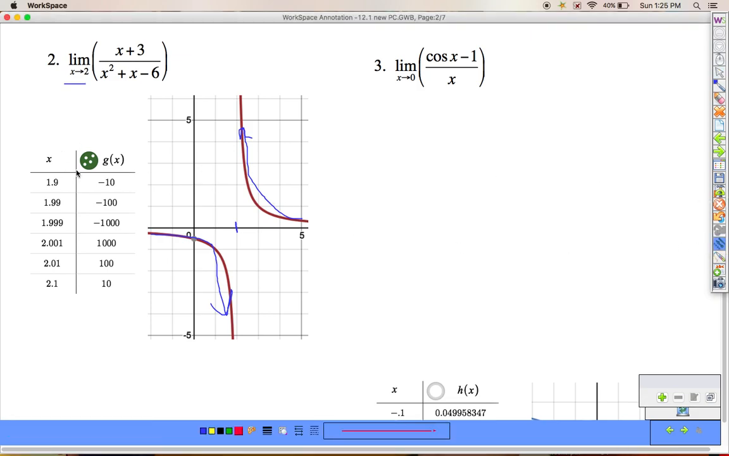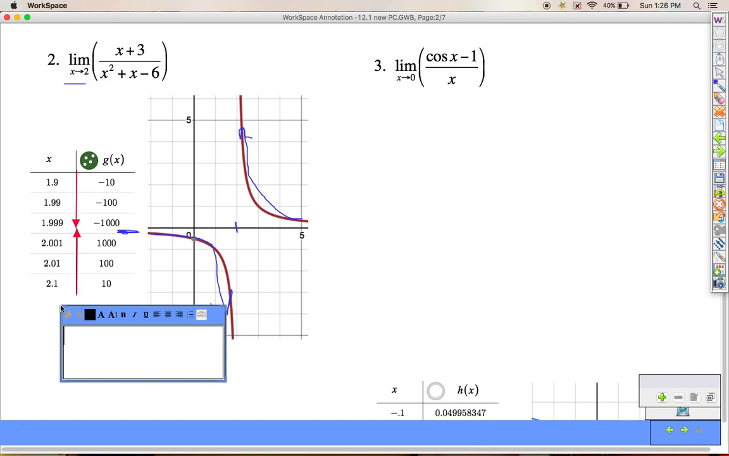As I come from the left side and get closer and closer to that 2, these numbers keep getting smaller and smaller: negative 10, negative 100, negative 1,000, negative 10,000, and it keeps going. As I come from the other direction, 2.1, 2.01, 2.001, I get 10, 100, 1,000. We need to realize they are not going towards a single value. Since these graphs are going away from each other at x equals 2, we're going to say this limit does not exist, or we can also write DNE, does not exist.